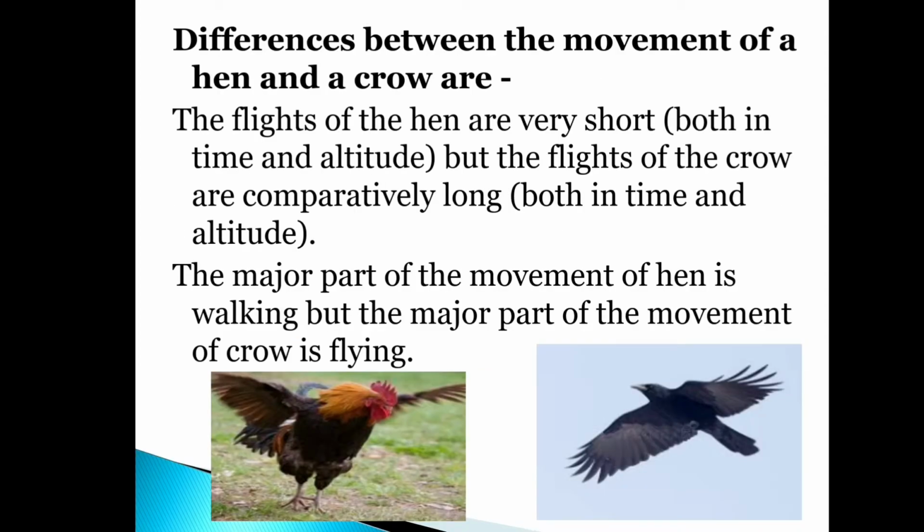Differences between the movement of a hen and a crow are: the flights of the hen are very short both in time and altitude. Altitude is height. But the flights of the crow are comparatively long both in time and altitude. The major part of the movement of the hen is walking, but the major part of the movement of the crow is flying. These are the similarities and dissimilarities between the movement of a hen and a crow.